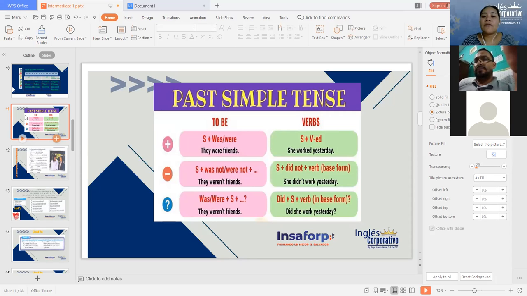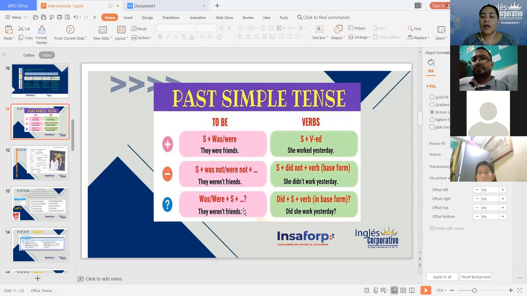In the negative sentences, we are going to have the subject plus was or were and not, plus the complement. And in the action verbs in the past, we are going to have the subject, the auxiliary did, plus the verb in the base form, plus the complement. As well in the questions, we are going to do a kind of a swap, right? In the verb be, we are gonna bring the verb be at the beginning, and then we are gonna have the subject.